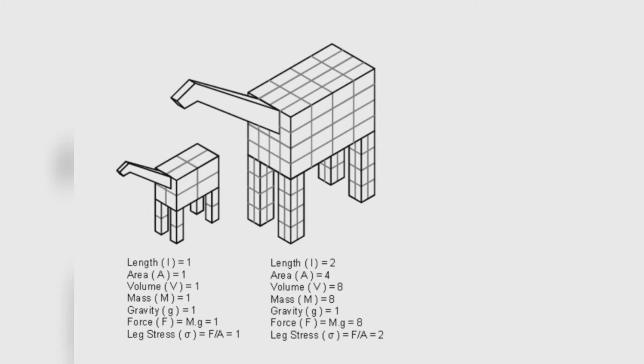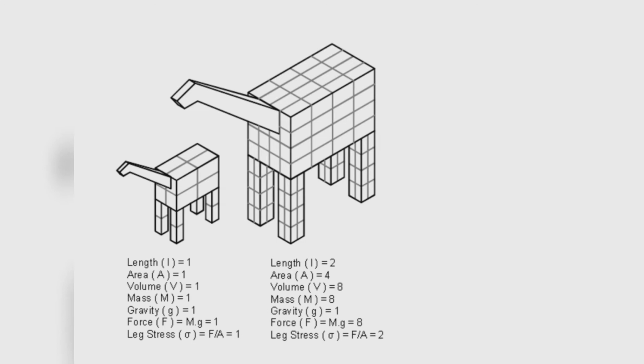So the force of gravity, the weight, the force which is pushing them downward, is m into g, and g is constant for both, so the force of gravity will be directly proportional to their masses. This shows that the weight of the bigger animal is 8 times the weight of the smaller animal, or the force acting downward on the bigger animal is 8 times that of the smaller animal.